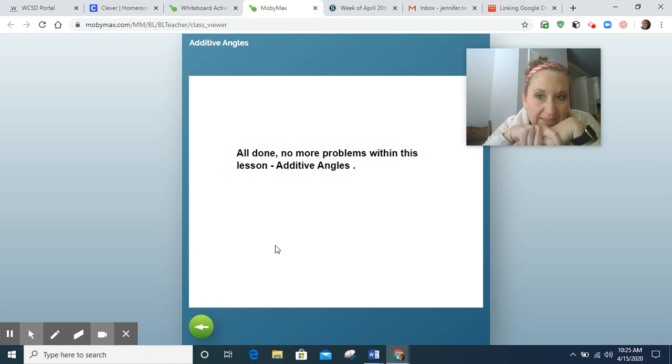I know you're going to do your best because our goal right now is to get us ready for 5th grade. We want to be awesome 5th graders next year.